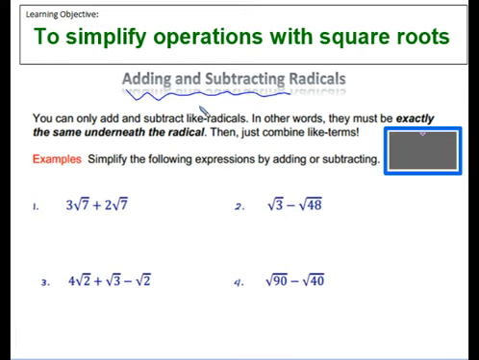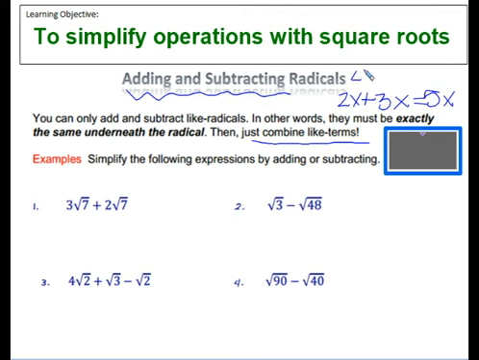But what's important about adding and subtracting radicals or square roots is that you have the exact same number or term underneath the square root or radical symbol. So like I said, it's just like combining like terms. We're used to doing 2x and maybe a plus 3x. We know to combine those like terms, since x is exactly the same as x, we can add the coefficients out front, which would give us 5x.